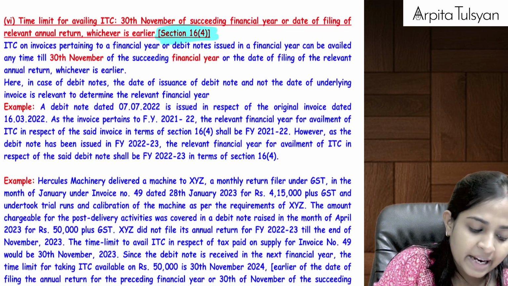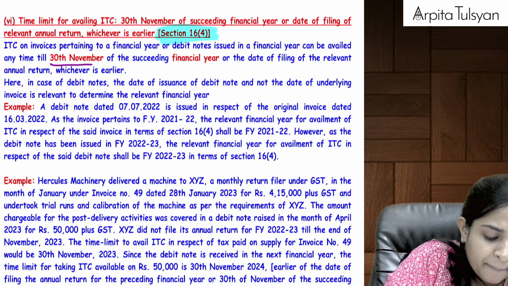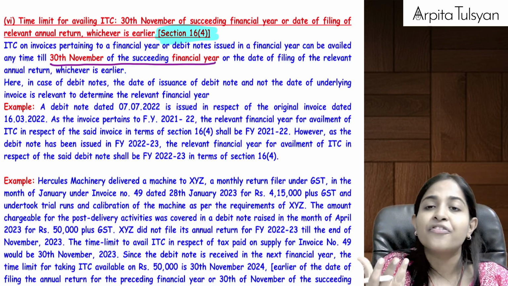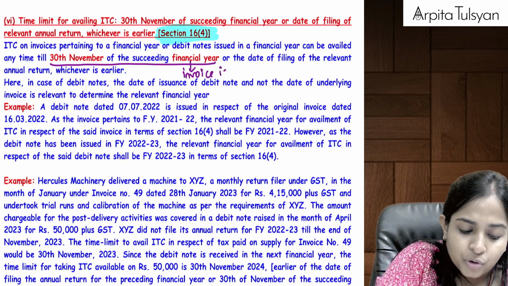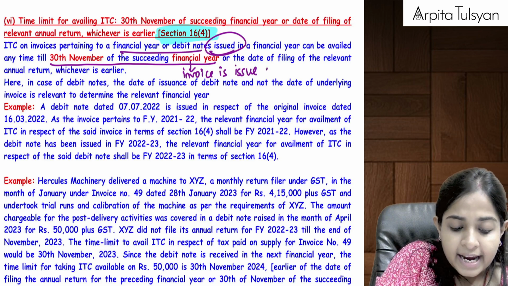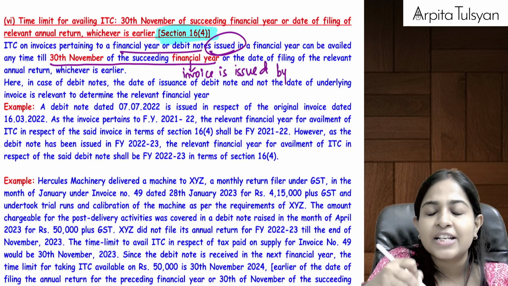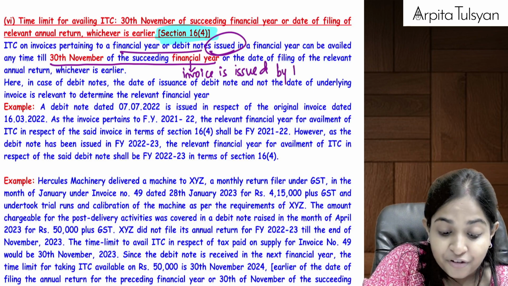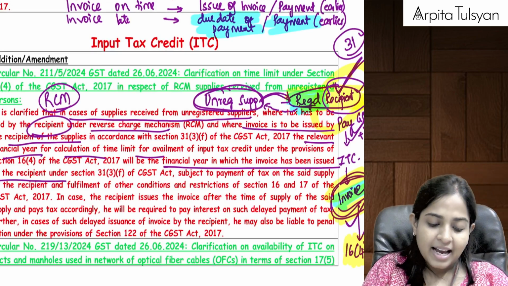Now, in section number 16(4), what did they say? 30th November of the succeeding financial year. Which financial year? That financial year in which the invoice is issued. Invoice is issued by whom? In case of forward charge mechanism, it is issued by the supplier. But in case of reverse charge mechanism, it is issued by the recipient. Are you clear with this?